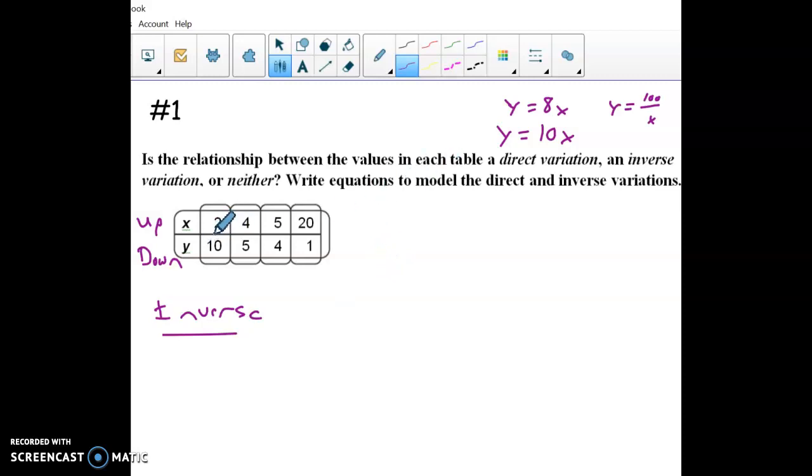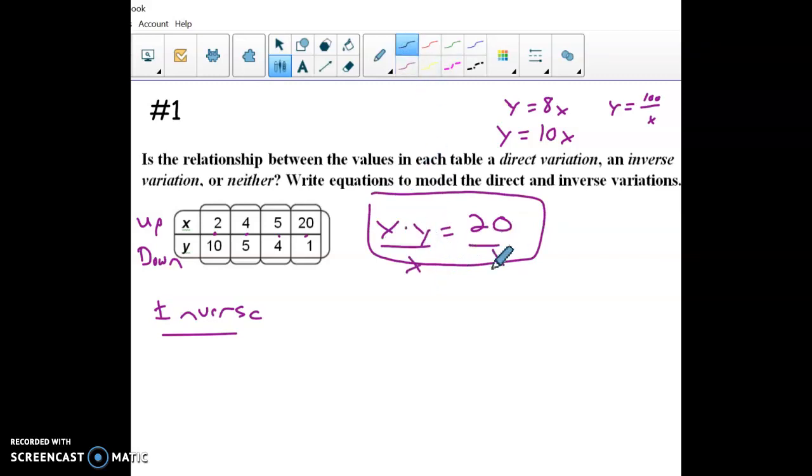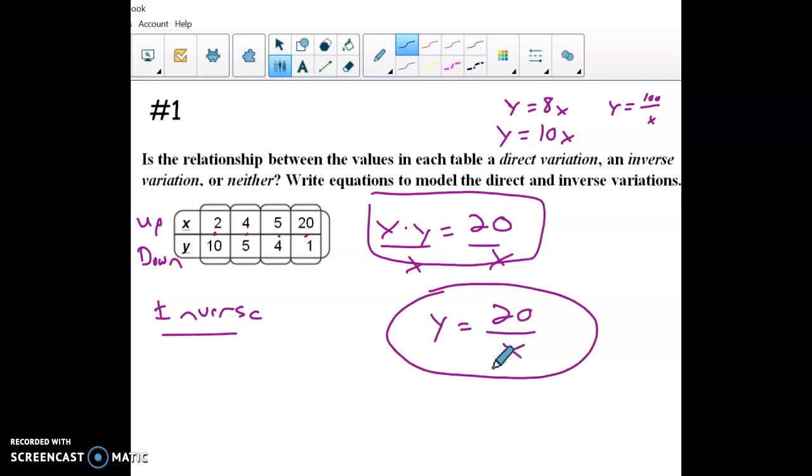Okay, and then to write the equation, you kind of got to see the pattern in the table, which here, if you look, when you multiply x times y, you always get 20. 2 times 10, 4 times 5, 5 times 4, 20 times 1, you always get 20. So that's our equation. Other than usually they write it with y alone. So if we divide everything by x here, we'd have y equals 20 over x, and that's the more traditional way to write an inverse. It's like a fixed amount divided by the number of people. So that would be the equation that models it.